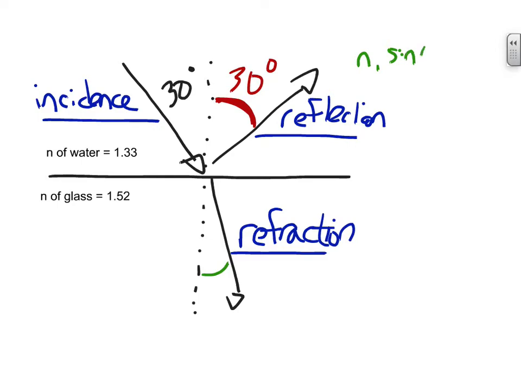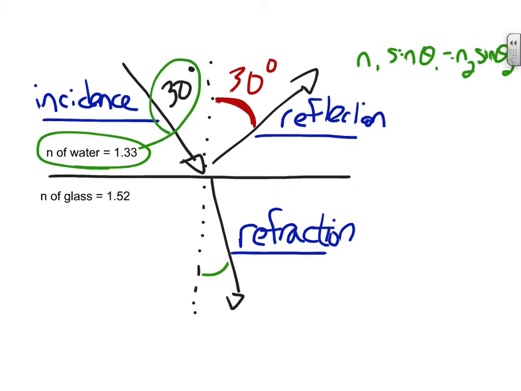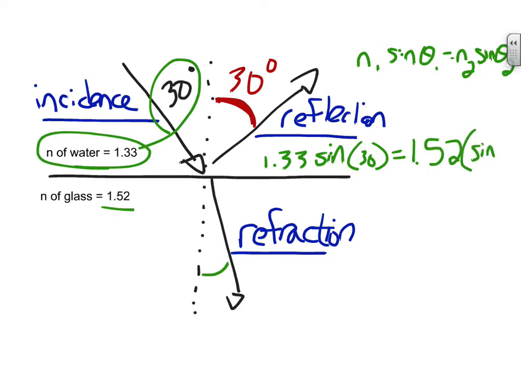n1 sine theta 1 equals n2 sine theta 2. So when we look here, we have the n of water goes with the angle up here in the water. So we're going to have 1.33 times the sine of 30 equals, well, what is the other n? The other n is 1.52. So we're going to have 1.52 times the sine of x. We put x in there because I don't know what the angle is down there. So that's our x.